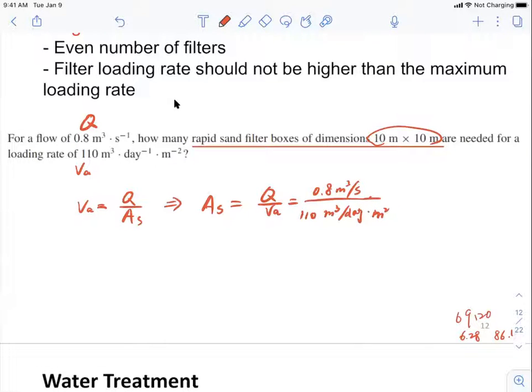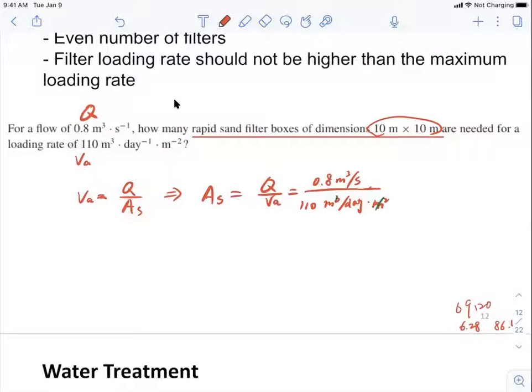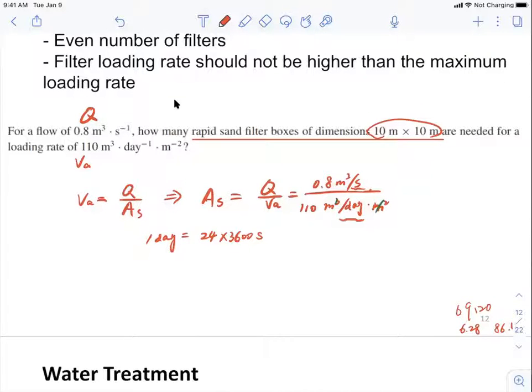We can cancel the meter here and just get the days. Further, we should notice that the day here cannot directly cancel with second. One day is equal to 24 multiplied by 3,600 seconds. A easier way is to convert this flow rate into days. So the flow rate is 0.8 meters cubed per second multiplied by 24 multiplied by 3,600 seconds per day.